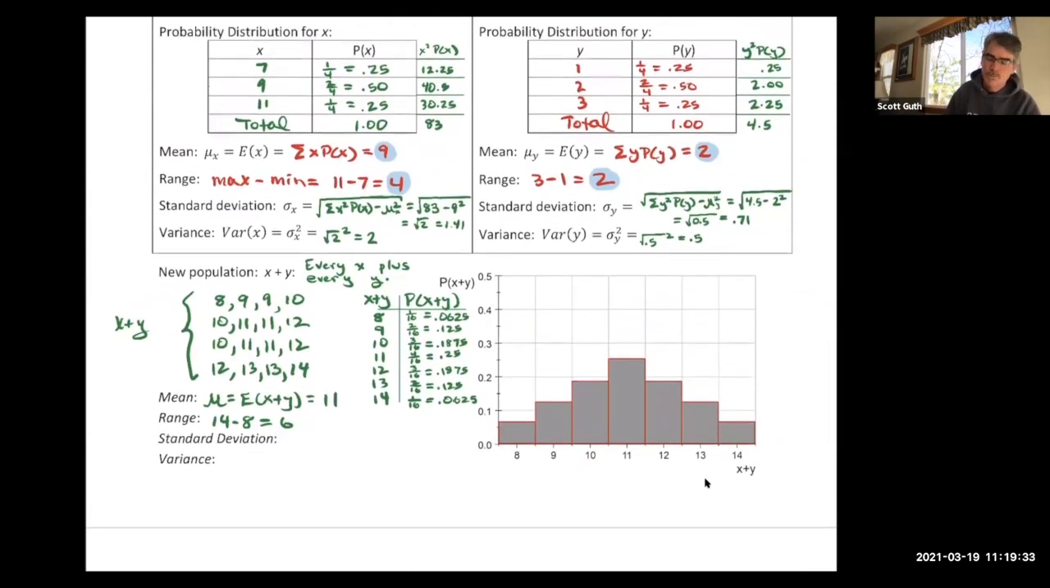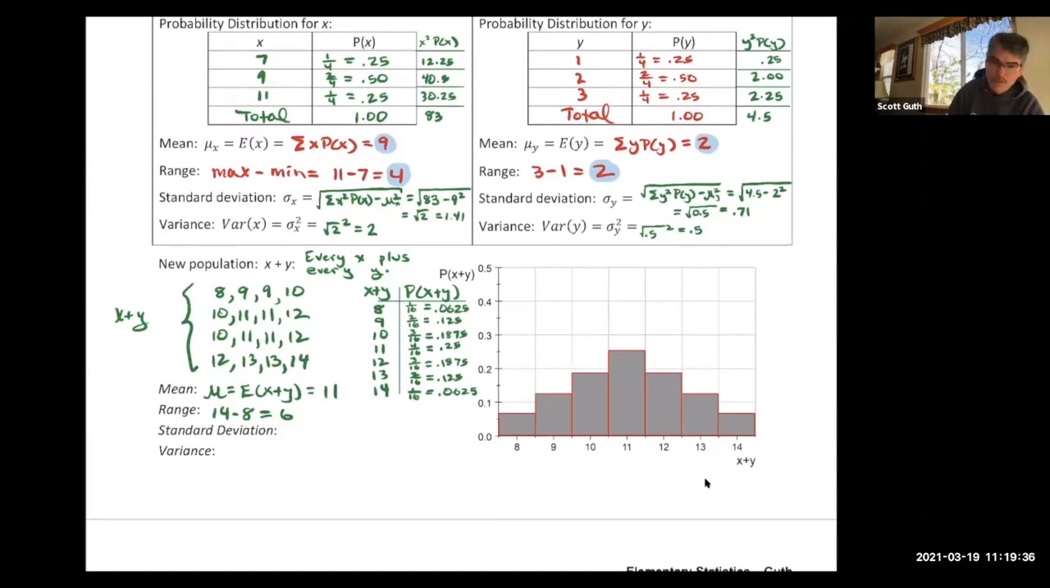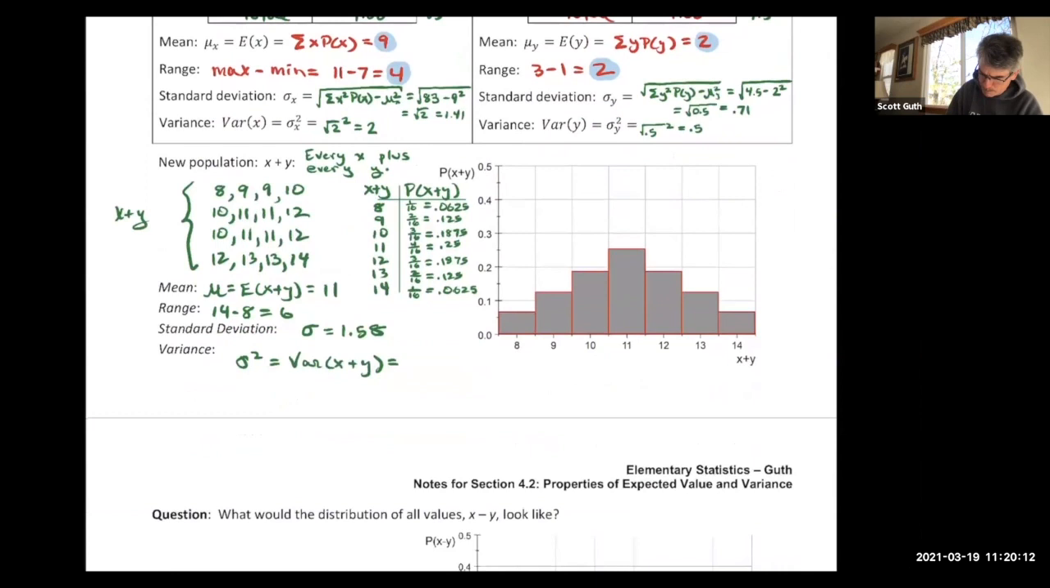Okay. So just real quickly, the standard deviation we got was, I forgot what it was. It was 1.58. So that was the sigma for the standard deviation, 1.58. The variance is what I needed here. So this is sigma squared, or var of x plus y. The variance of x plus y came out to be, when we squared the standard deviation, does anyone remember what it was? It was 2.5.